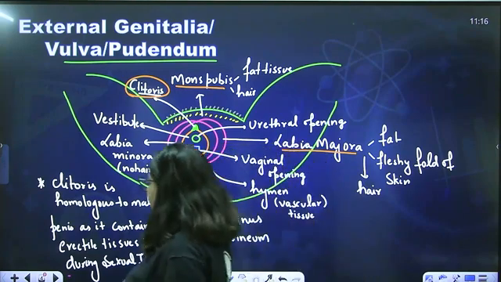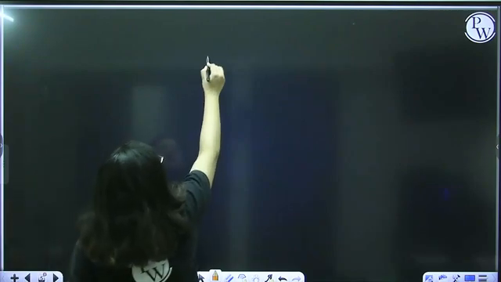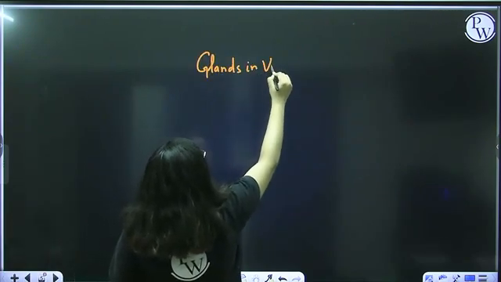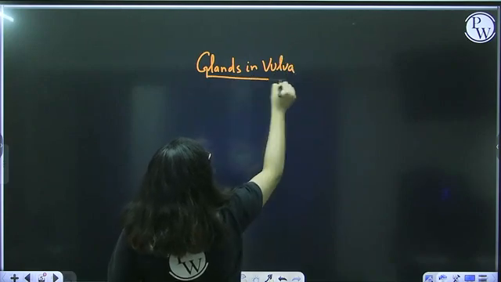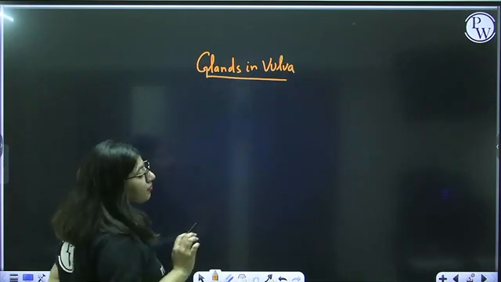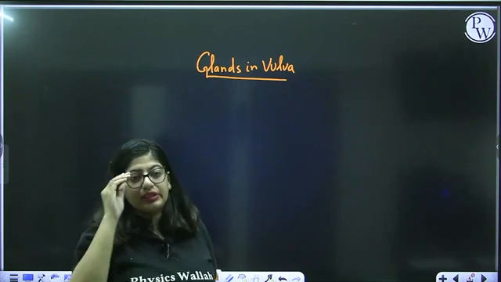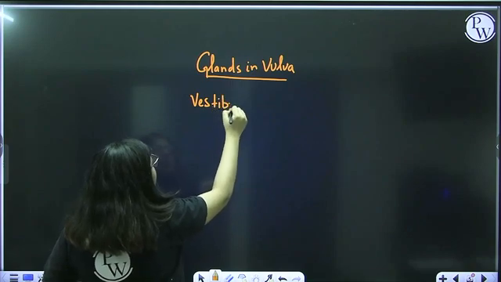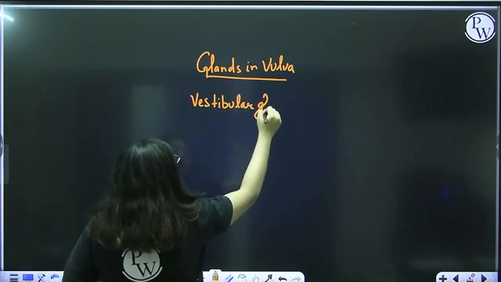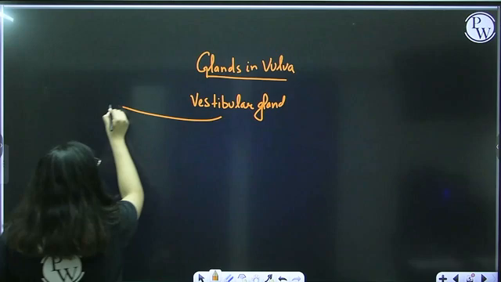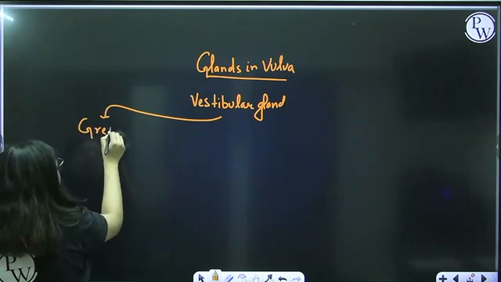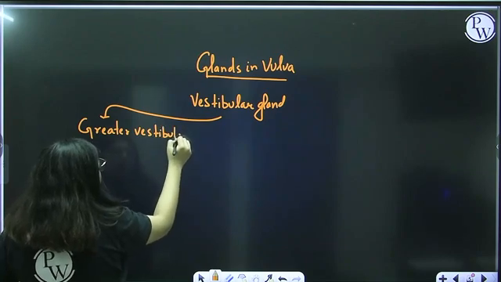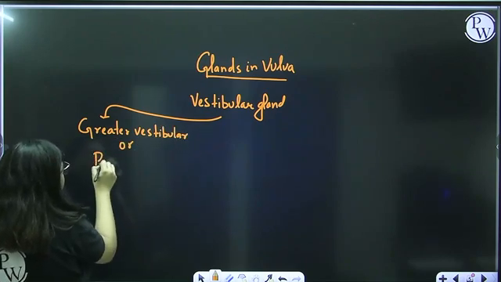Let's talk about the glands now. The glands in the external genitalia. Glands in vulva. So these are the glands in vulva, right? So now what are these glands? These glands are normally known as vestibular glands because they are present in the vestibular region. There are two types of vestibular gland. One is the greater vestibular, also known as Bartholin glands.